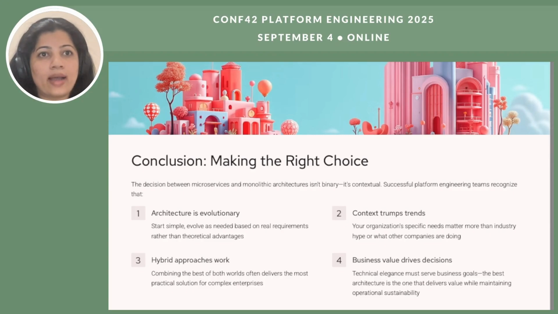Third, hybrid approaches often win. Combining elements of monoliths, microservices, and serverless can deliver the best outcomes. And finally, and probably the most important, business value drives architecture. The most elegant technical design is meaningless if it does not serve business goals.